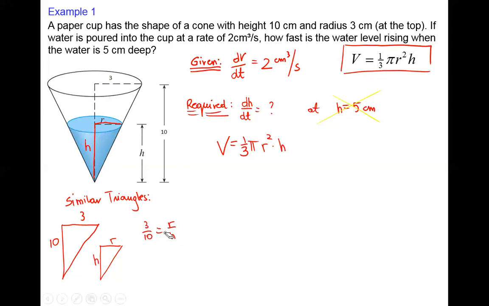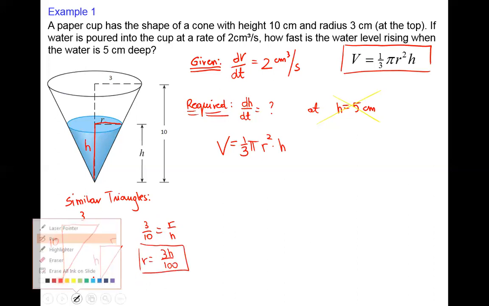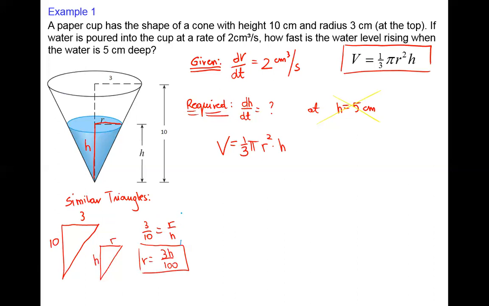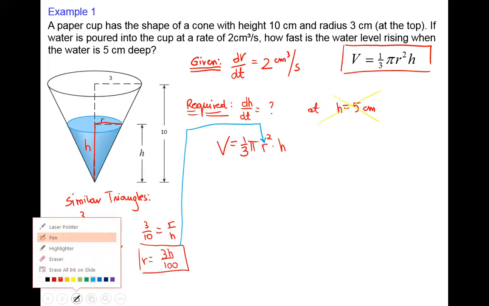Let's relate r in terms of h. r will be 3h/10. And this r will go here. Let's substitute and simplify.